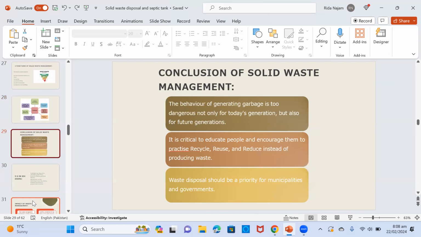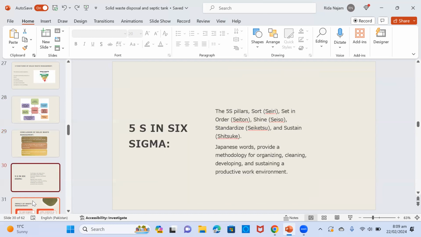Conclusion of solid waste management: the behavior of generating garbage is too dangerous not only for today's generation, but also for future generations. It is critical to educate people and encourage them to practice recycle, reuse, and reduce instead of producing waste. Waste disposal should be a priority for municipalities and governments.